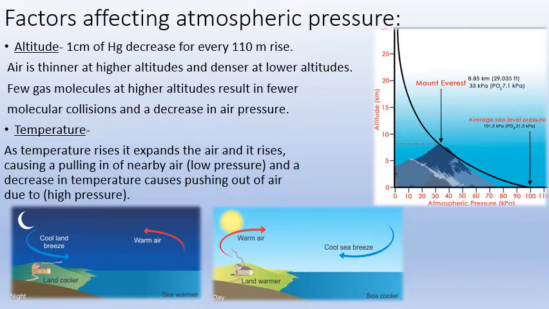Number two, temperature. As we go higher and higher, temperature goes down. But in places where there is high temperature, as temperature rises, it expands the air and the air also rises. When we boil something, we see that warm air or water vapor rises up and cool air settles down. So when temperature rises, it expands the air and the air rises, causing a pulling in of nearby low pressure.